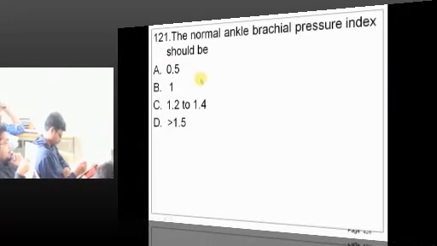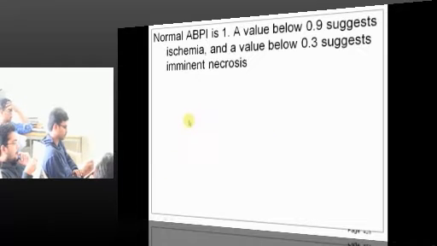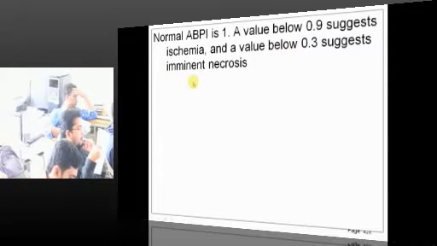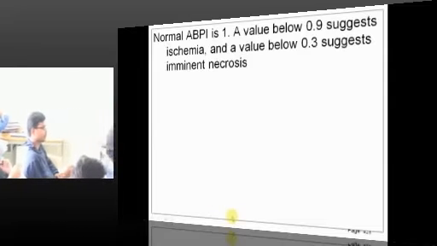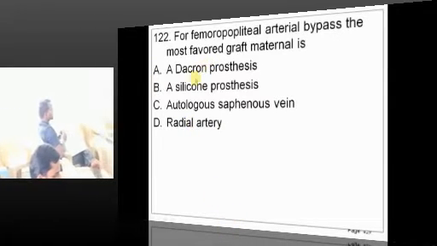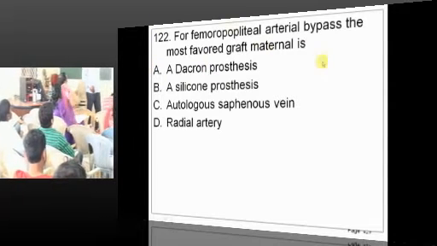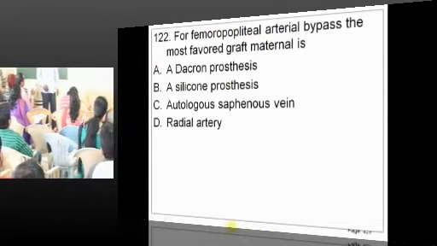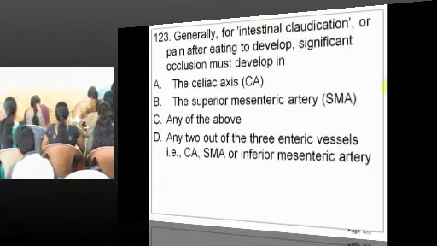Any objection? Normal ankle brachial pressure is 1.1. And when do you call it ischemia? Below 0.9. Critical when? 0.3. ABPI is a very common question. What is the best graft material you want to use for the femoropopliteal arterial bypass? C. Saphenous vein. Autologous saphenous vein is what you need to remember.